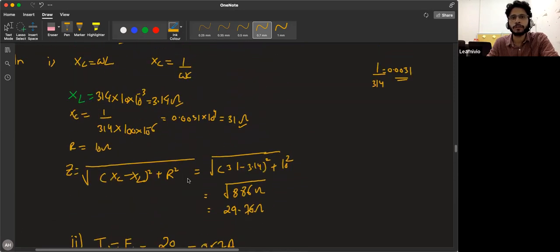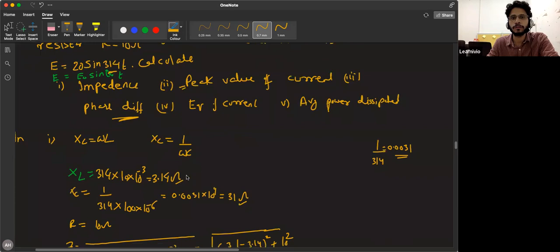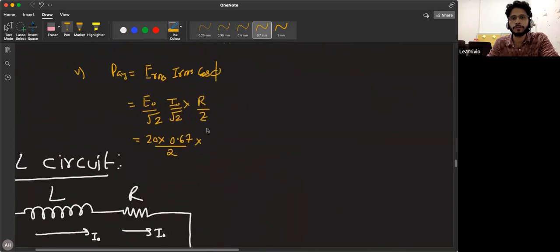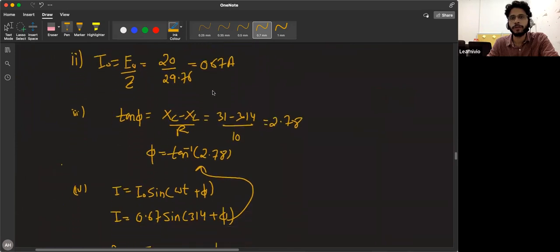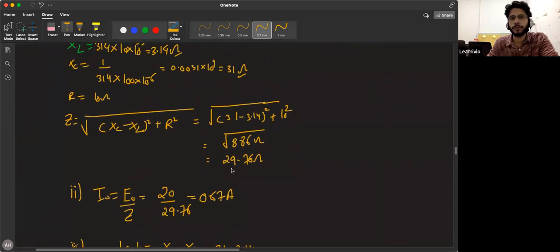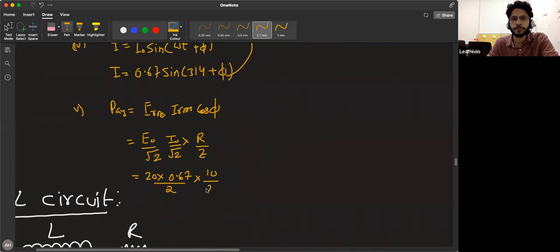R is the resistance. How much is resistance? 10, divided by Z. Z is 29.76. So this is 10 into 0.67 divided by 29.76 times 1000, so it's 67 divided by 29.76.